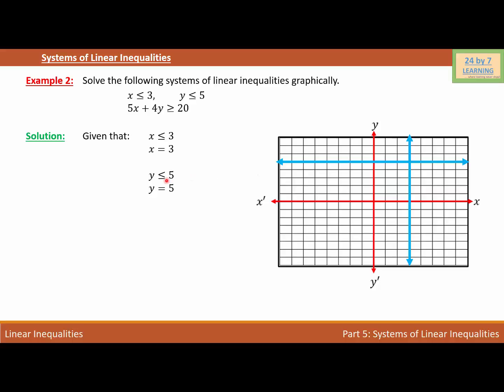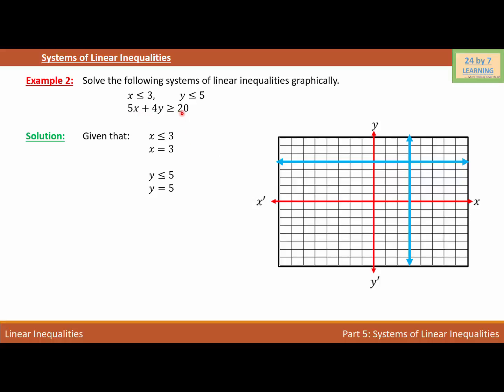And if you look at the inequality, y is less than or equal to 5. So basically we are considering the points on this line and below this line. So basically this whole area is the common area for my first inequality and second inequality. But this is not the answer, because we have to consider a third inequality, which is 5x plus 4y is greater than or equal to 20.